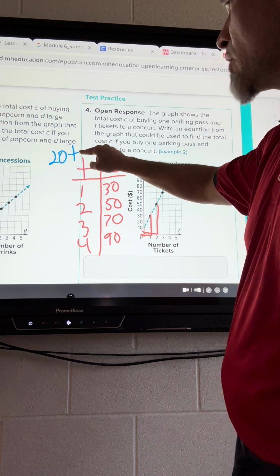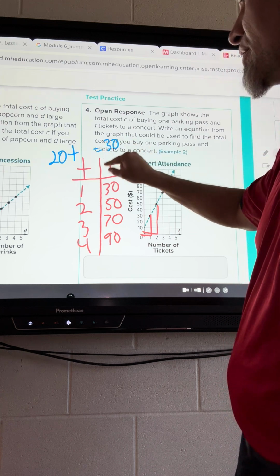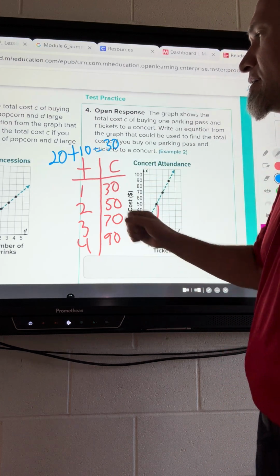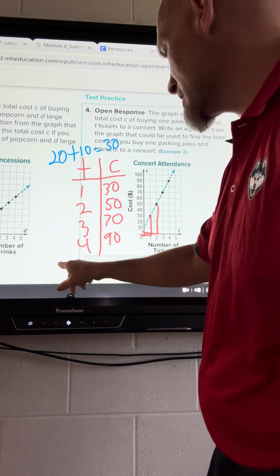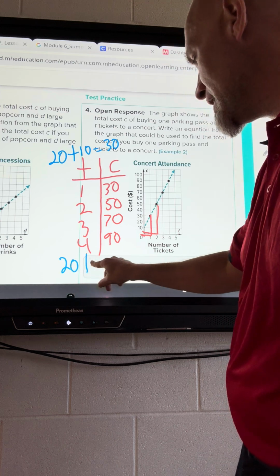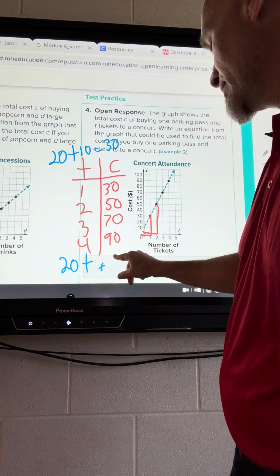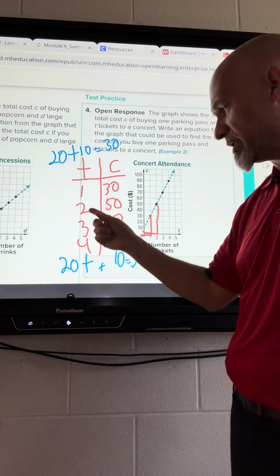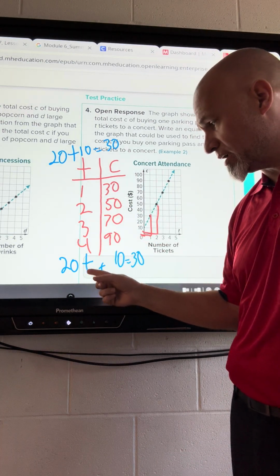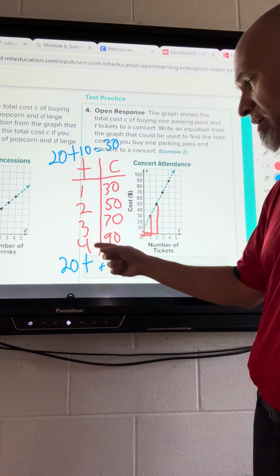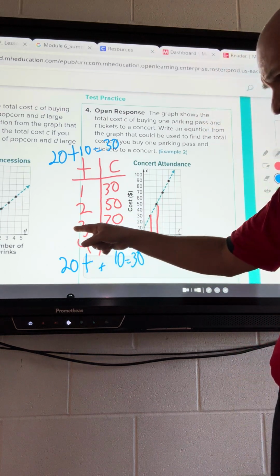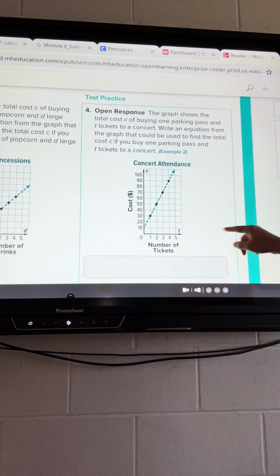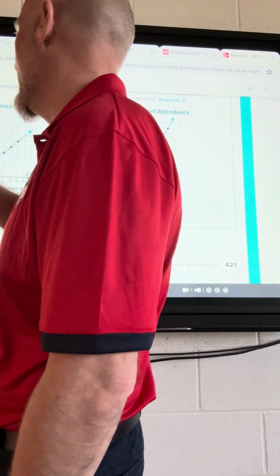And if you buy one ticket for $20 and end up spending $30, that means the parking fee has to be $10. A lot of these things look similar. So it's 20T plus 10 is equal to C. And just check it. If you plug in a 2, 2 times 20 is 40, plus 10, that would be 50. 3 times 20 is 60, plus 10, that would be 70. Okay?